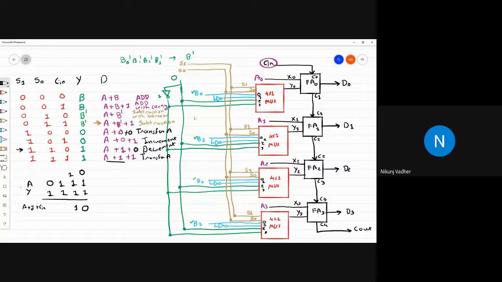0 plus 1 is 1, carry will be 1. 1 plus 1 is 0. 0 plus 1 is 1. Carry will be 1. And 1 plus 1 is 0. Carry will be 1. So this is our answer. If we convert this into an integer, then 1, 2, and 4 gives 7. Then this is 2 plus 4, which is 6. So you can see 7 is decremented to 6.